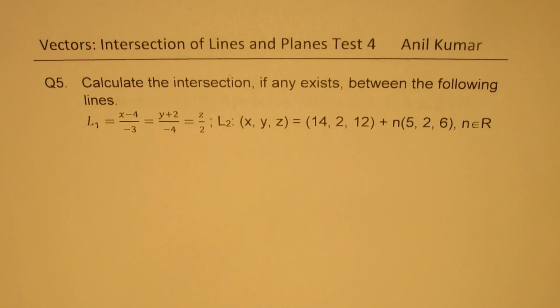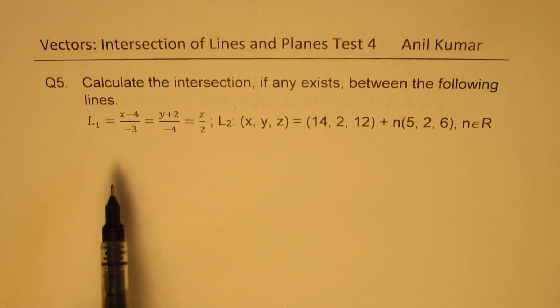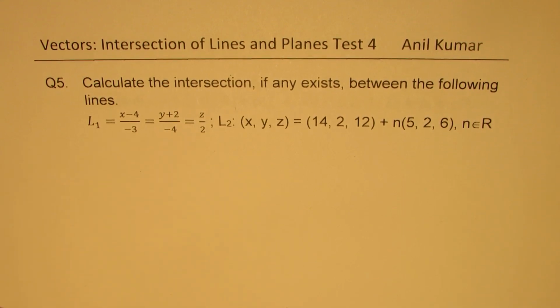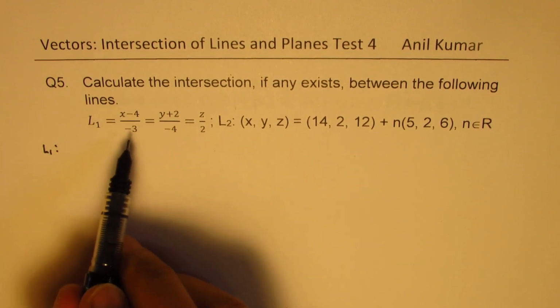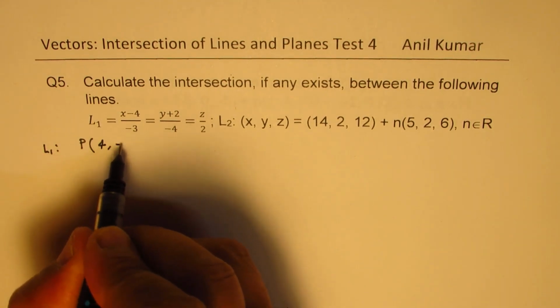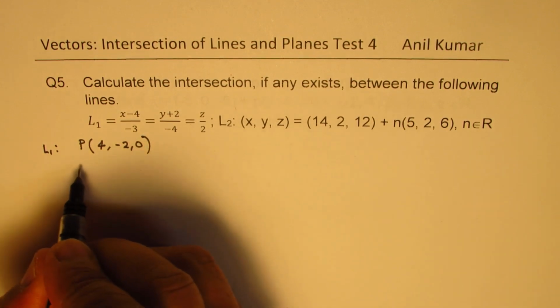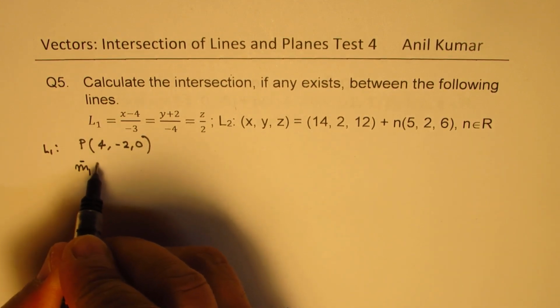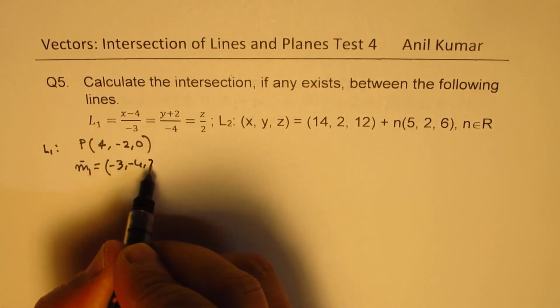Question number 5. Calculate the intersection, if any exists, between the following lines L1 and L2. We are given two lines in R3. To find the point of intersection, let us write them in parametric form. So the line L1 can be written as what? Here we have a point P which is (4, -2, 0), and the direction of this particular line M1 is basically equal to (-3, -4, 2), right?